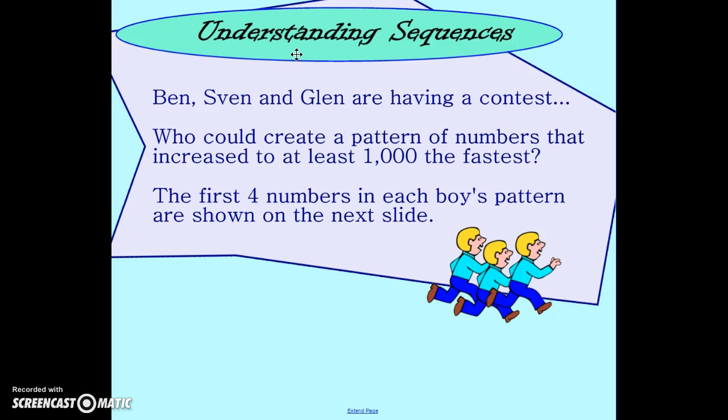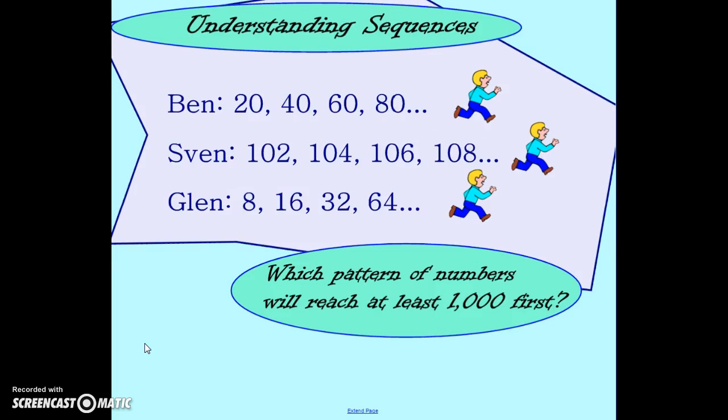We have Ben, Sven, and Glenn that are having a contest of who could create a pattern of numbers that increase to at least 1,000 the fastest. So on your paper, you have how they decided to start their sequences. And you're going to think about which patterns you see in the sequences of Ben, Sven, and Glenn, and which pattern of numbers you think will reach 1,000 first. So go ahead and circle one of the names that you think is going to reach 1,000 first.